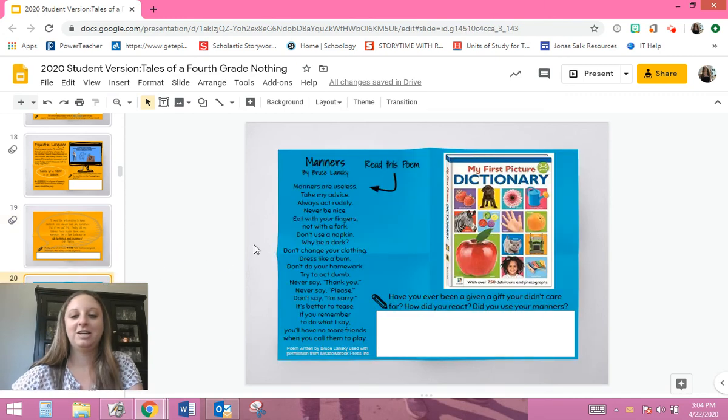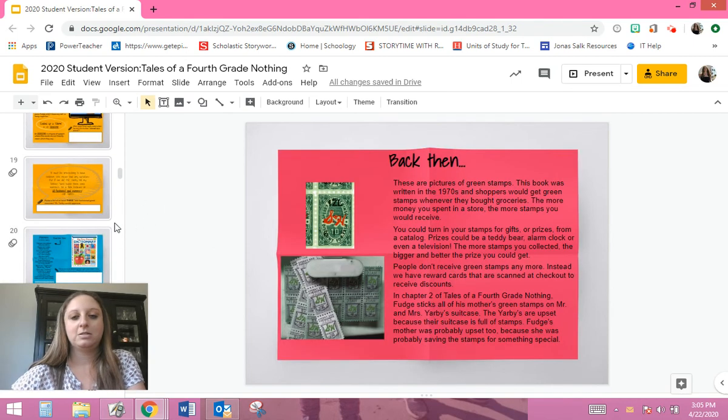And then here, this is about when Peter gets the dictionary. And so it asks you, have you ever been given a gift that you didn't care for? How did you react? And did you use your manners? And then here's a little silly poem for you to read. And then this just gives you information. It's kind of interesting about the green stamps that they were talking about that they put all over the suitcase. So you can read a little bit about that.